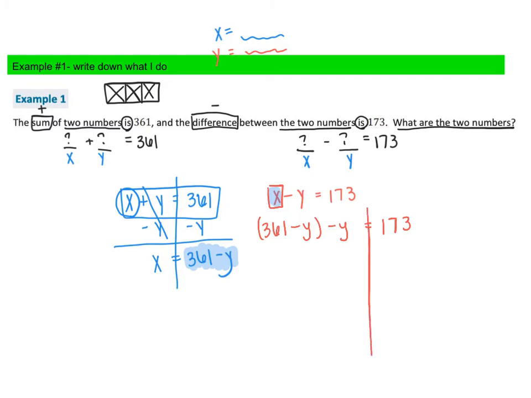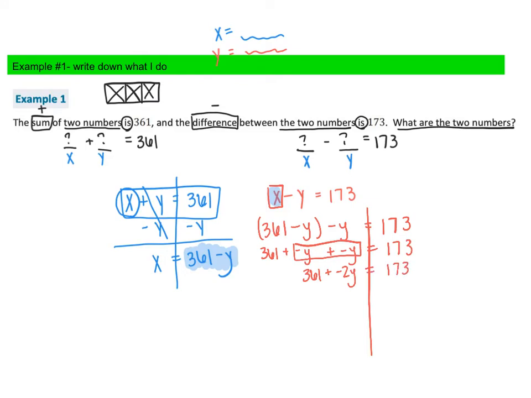So first thing I want to do is get rid of all my minus signs, so this becomes 361 plus negative y equals 173. I'm going to combine my like terms. 2 negative y's is 2 negative y. So 361 plus negative 2y equals 173.